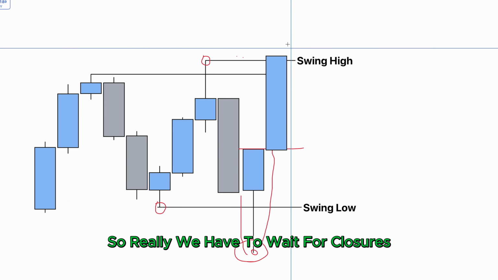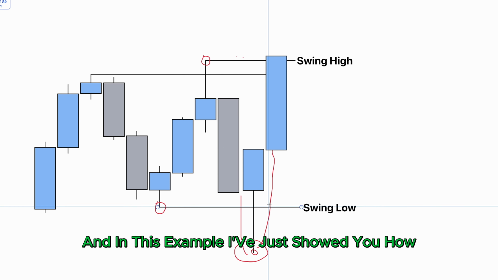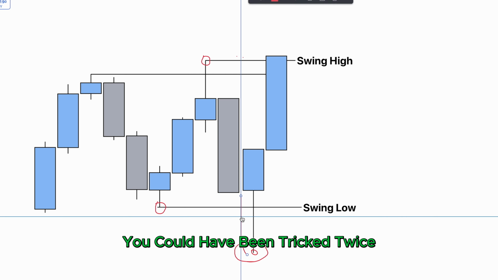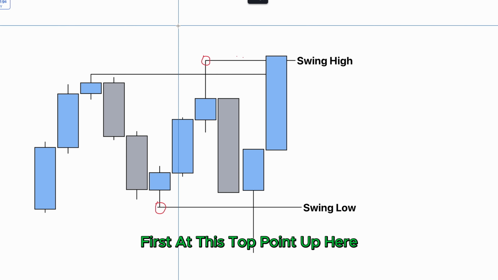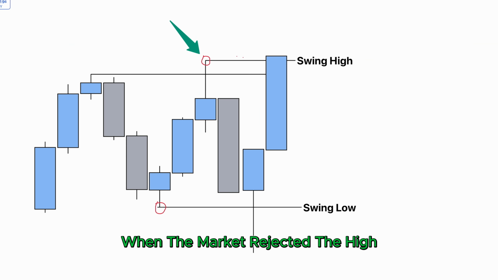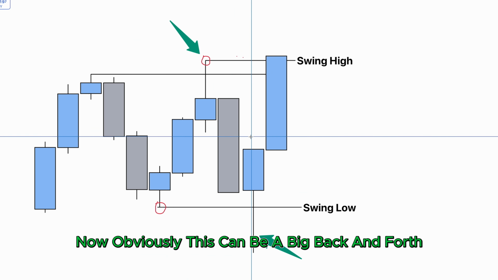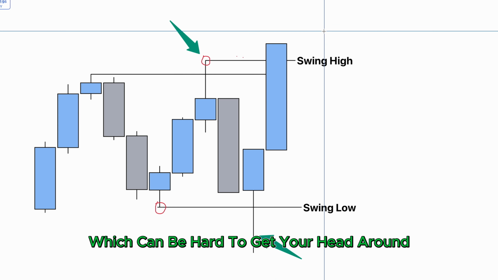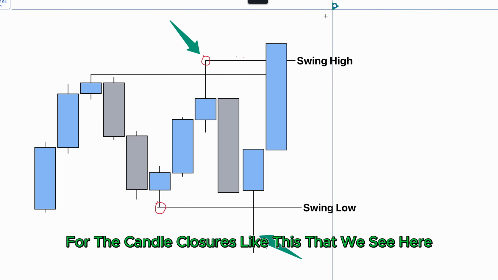So really, we have to wait for closures because you've seen just how dynamic this market has been. And in this example I've just showed you, how you could have been tricked twice if you hadn't waited for candles to close. First, at this top point up here when the market rejected the high, and second, when the market rejected this low. Now, obviously, this can be a big back and forth, which can be hard to get your head around. But really, it can all be solved by just waiting for the candle closures like this that we see here.